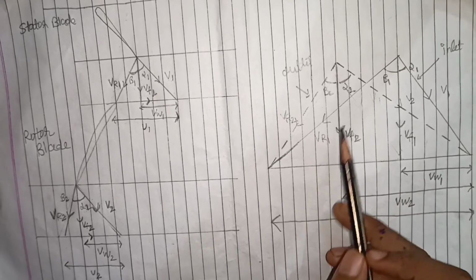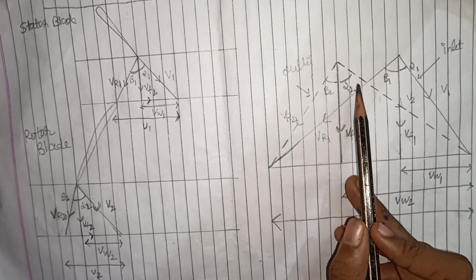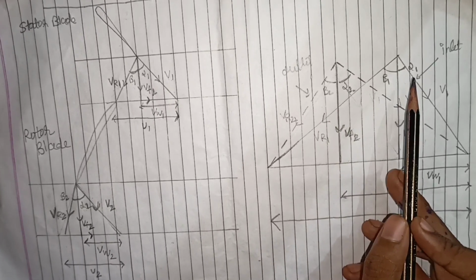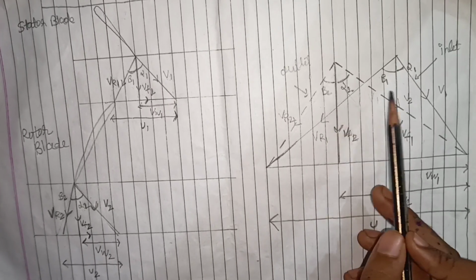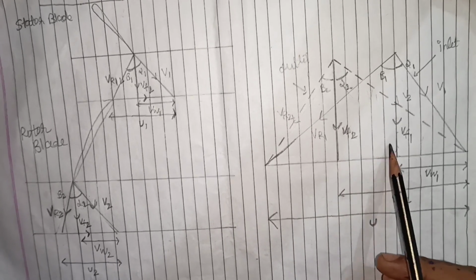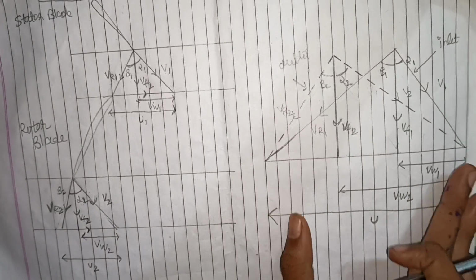So we get the outlet velocity triangle, and we have to mark alpha 2 and beta 2 here. Always note that alpha 1 should be less than alpha 2, beta 1 should be greater than beta 2, vf1 is equal to vf2, and u remains the same.